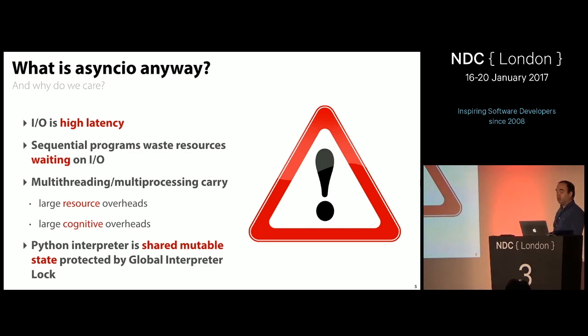And large cognitive overheads. It's hard to reason about these things when there are multiple things happening at the same time. And then we go down the rabbit hole of locking and all these difficulties that arise. And ultimately, the Python interpreter itself is shared mutable state, protected by this famous global interpreter lock. So if we use threads in Python, we are throttled by what Kevlin Henney would have us call the global interpreter bottleneck.